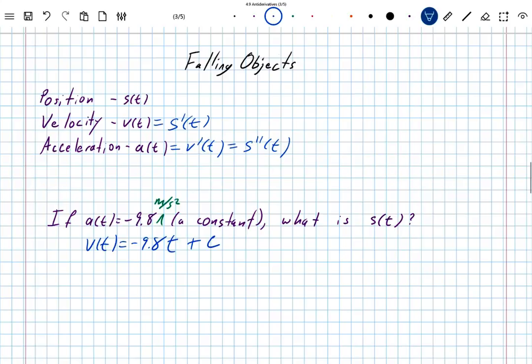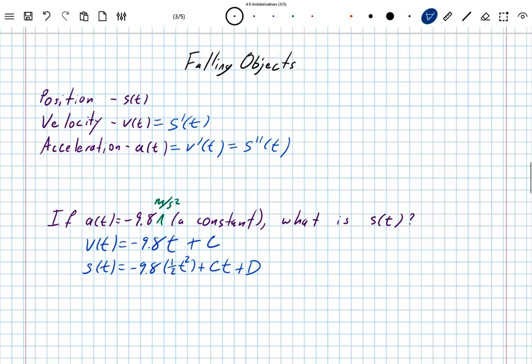Next, we could say, what is position? Well, position is the antiderivative of velocity. And so that negative 9.8 is going to hang out. What is the antiderivative of t? Well, it's going to be t squared, and then I need to divide by 2 to make sure that when that 2 comes down, it cancels out. Plus, don't forget this c. This c now has an antiderivative, c times t, and the whole thing gets another constant. Okay, so that if I took the derivative of s now, I would get v(t).